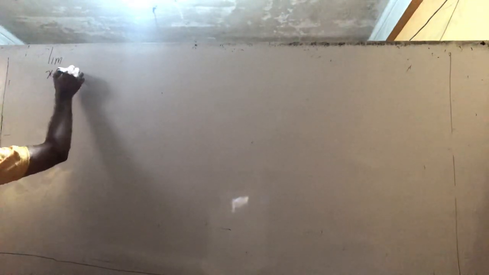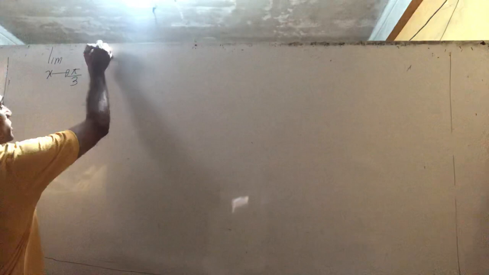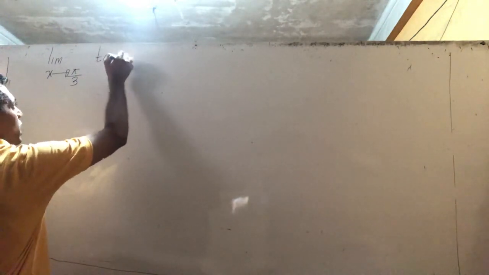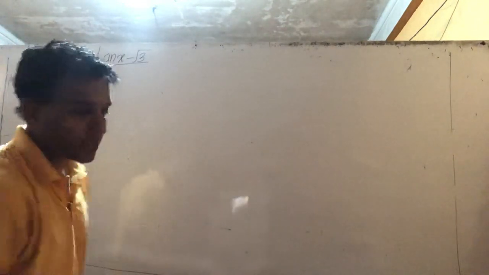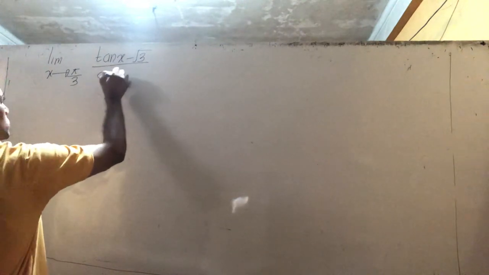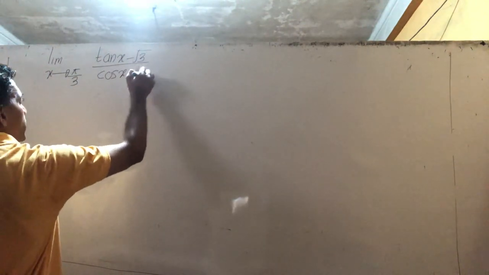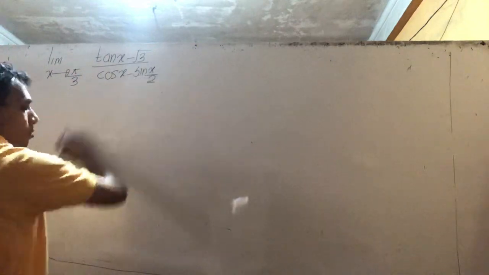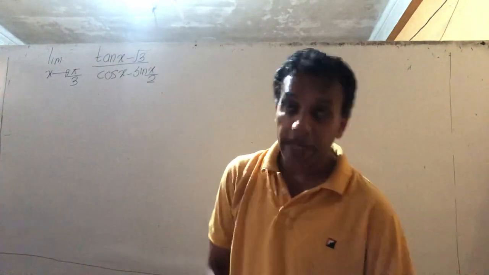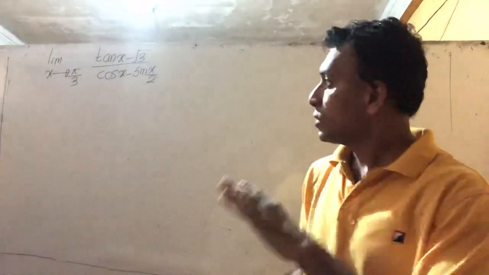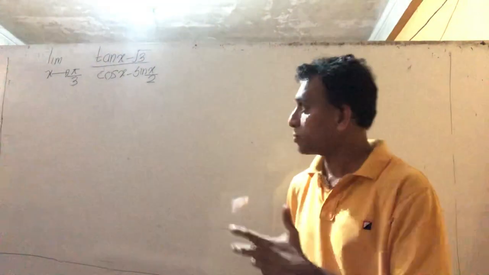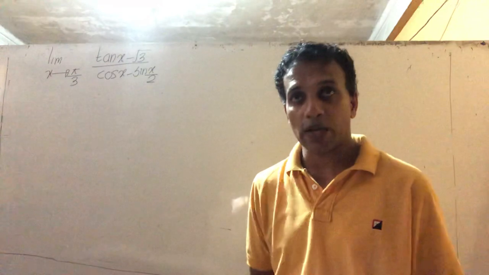Limit x tends to pi by 3, (tan x minus root 3) over (cos x minus sine x by 2), find the answer. So I hope you worked it, using any method, a long method or short method. So see how I am showing, check with yours, sometimes mine is too long or any other methods available, right?